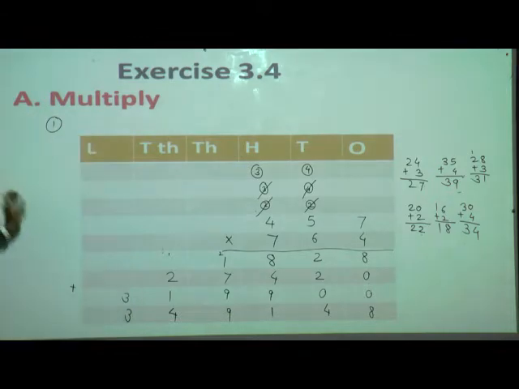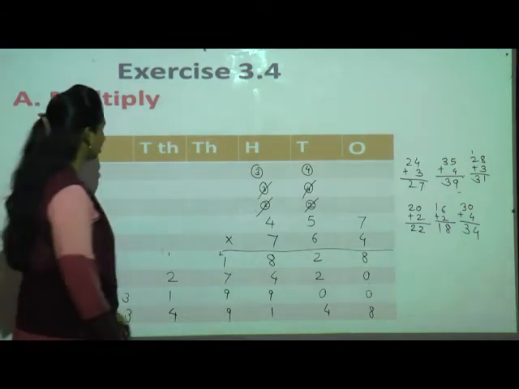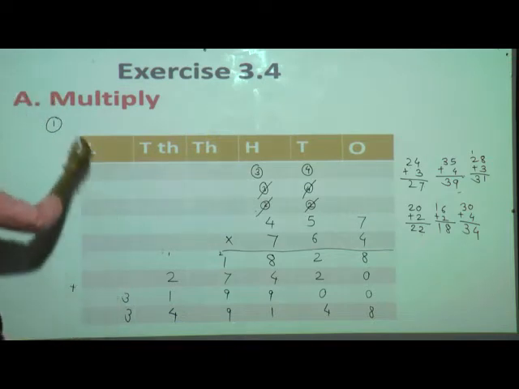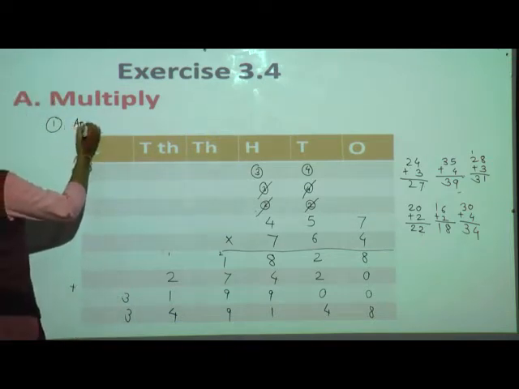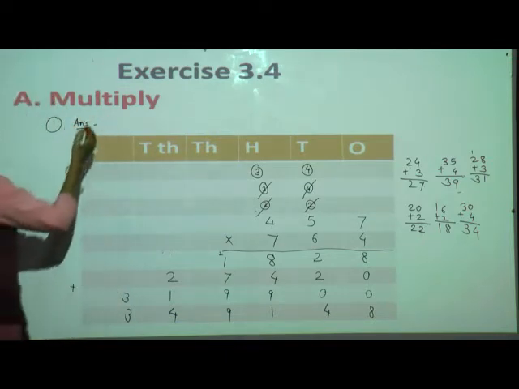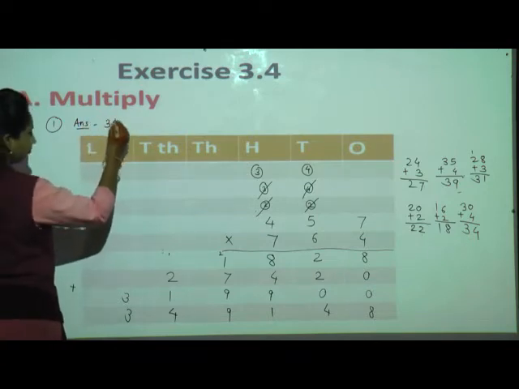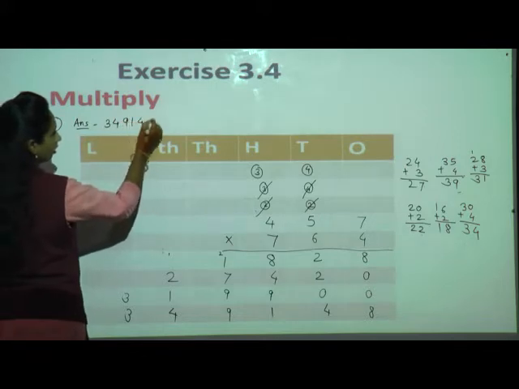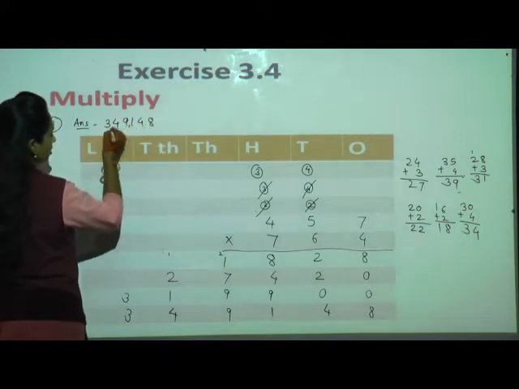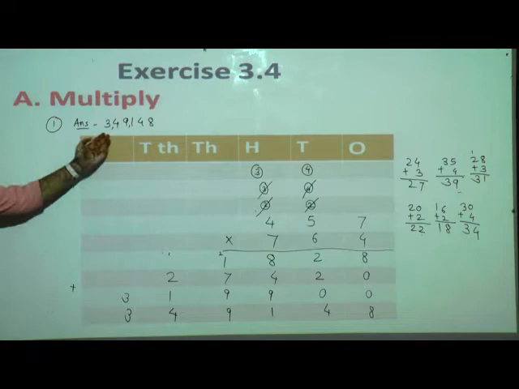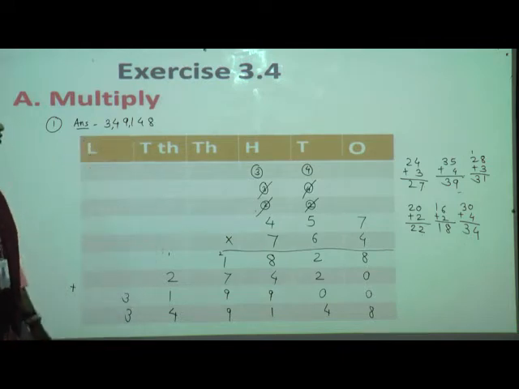So what is the answer? See here. Okay. What I will do? I will write here the answer. You have to write downside. It is not visible, so I am writing on the top. Give comma after 3 digits, 2 digits. What is the answer? 3,49,148. Understood? Clear? Is it clear, students?